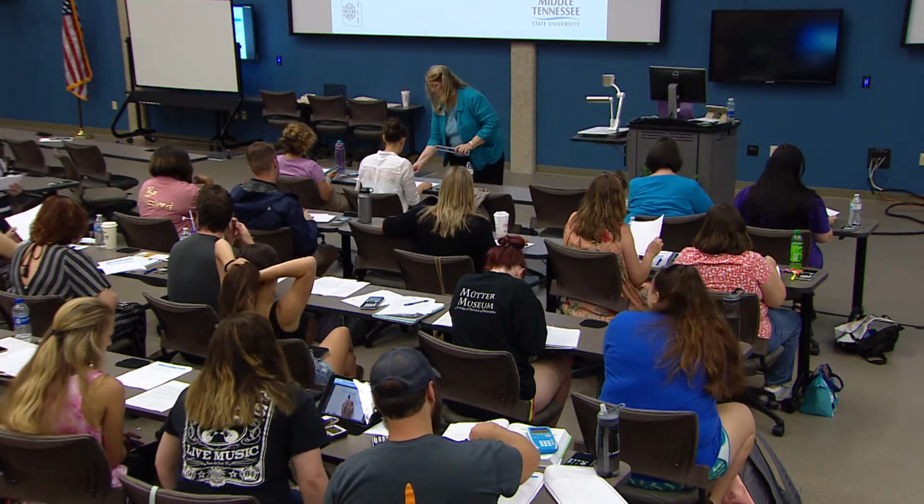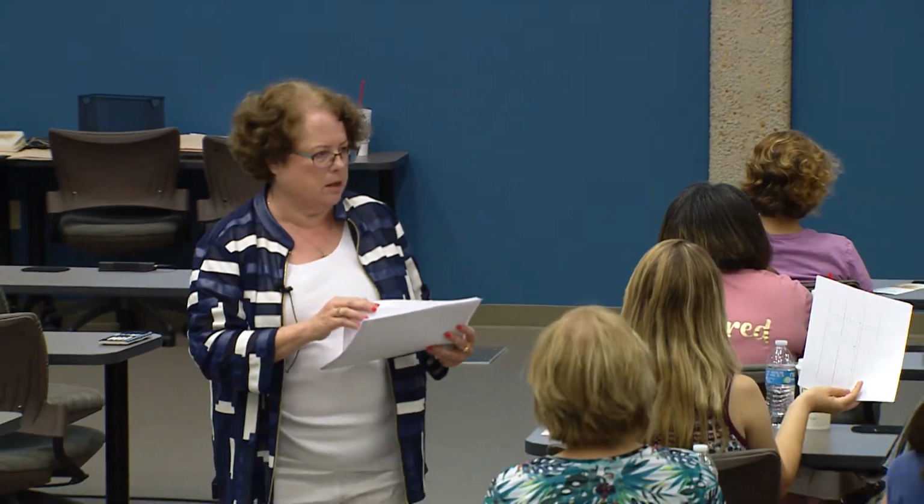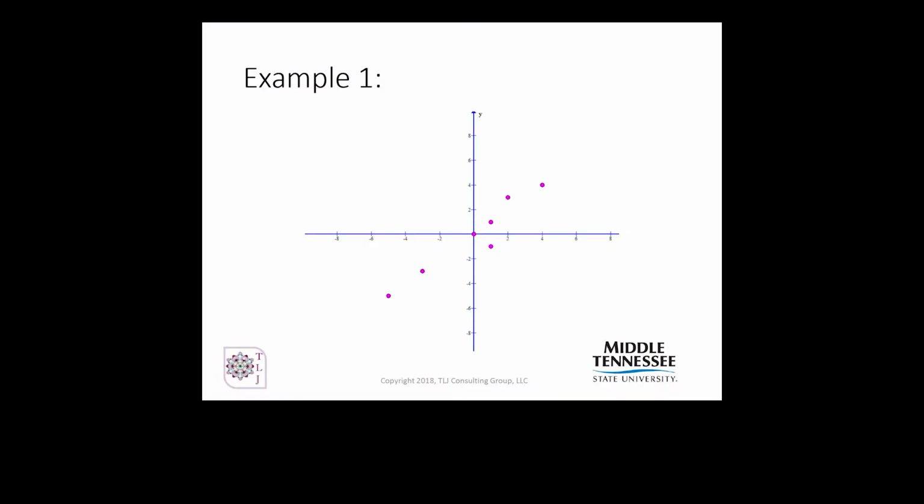And Tammy has the manipulative, and it is uncooked spaghetti. Okay, so you have 4 graphs that have scatter plots. We're going to look at 1, 2, 3, 4 in this order.